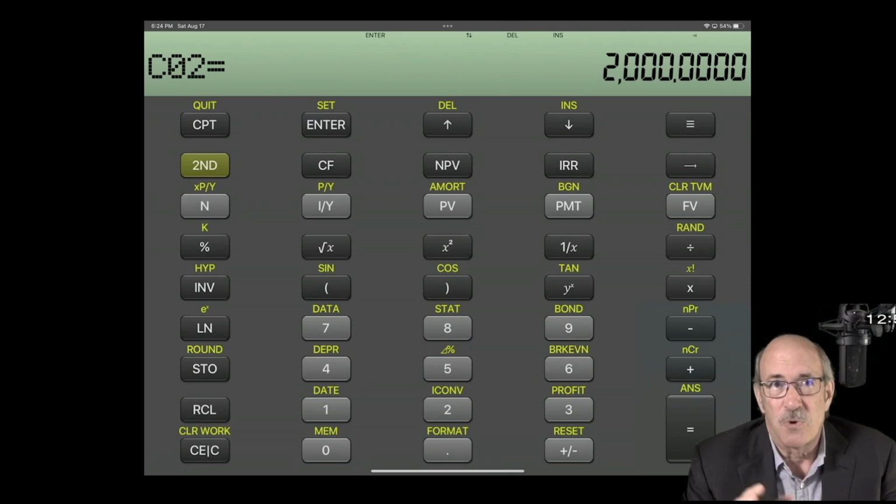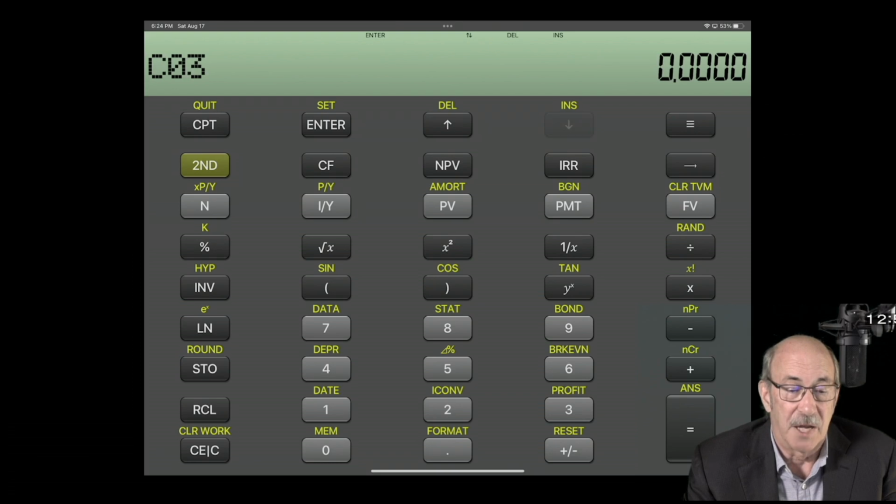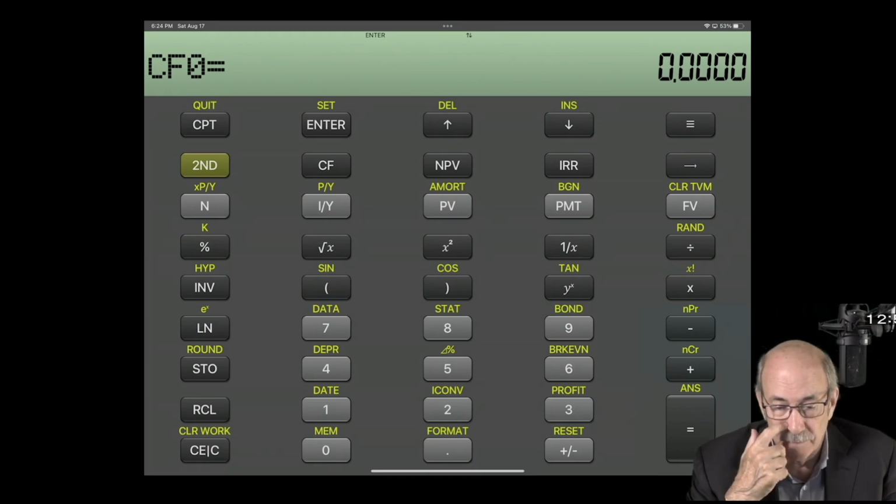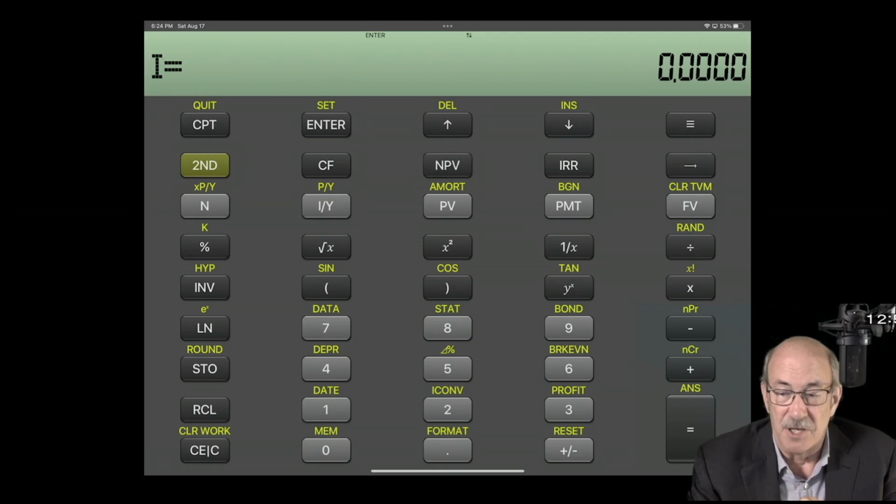If we were to have put a value in the C zero entry back here. Let me go back. The CF0, cash flow 0. Had we put a value in there, it would actually be giving us an NPV as opposed to a PV, but we're just after a PV. So we hit NPV, and now I've got this I equals.